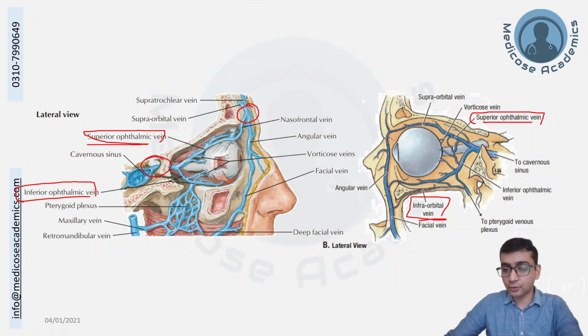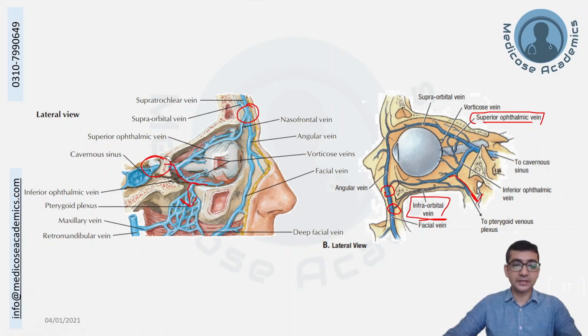It is connected directly through the infraorbital vein with the facial vein, and it goes back and it may drain directly to the superior ophthalmic and consequently the cavernous sinus, or it may go down to the pterygoid venous plexus. So these are all the veins that are present in the orbit and the drainage that is related to them.